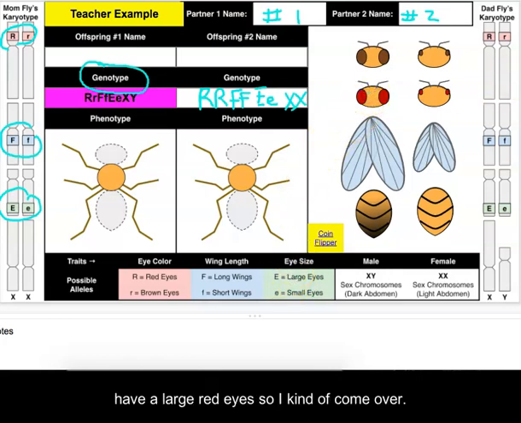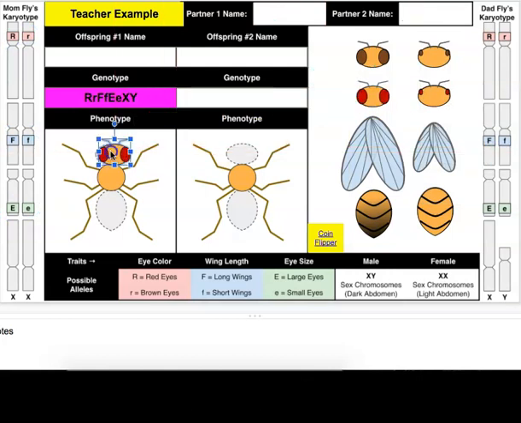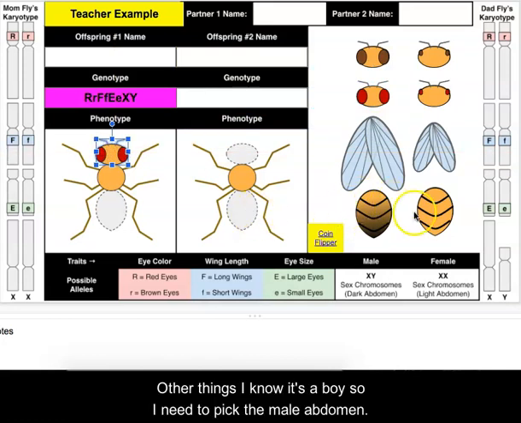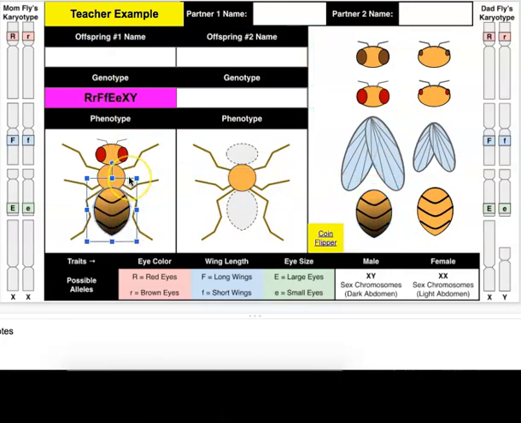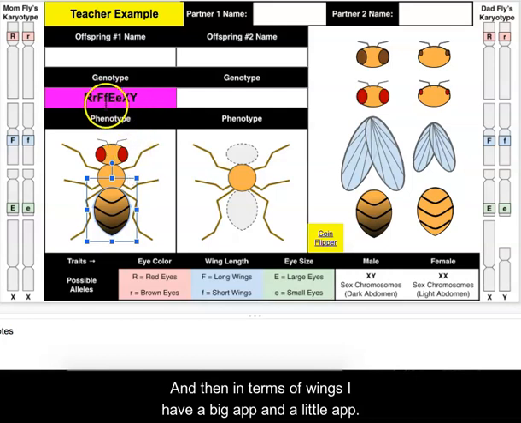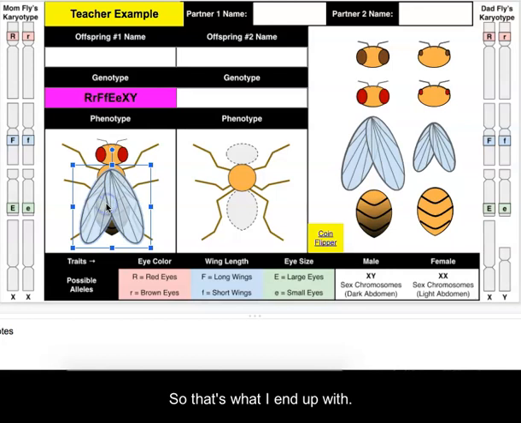So I come over, I'm going to click on the head with big red eyes, and I'm going to drag it on over to my fly. Check. Other things, I know it's a boy, so I need to pick the male abdomen. Kind of bring that over. And then in terms of wings, I have a big F and a little f, so it's going to have long wings. Voila! So that's what I end up with.